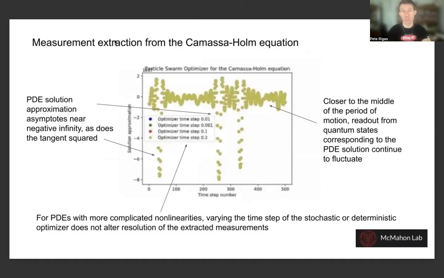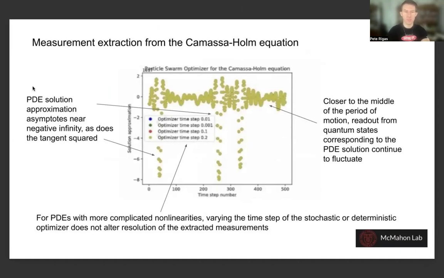A measurement extraction without noise was able to extract from the Camassa-Holm partial differential equation, which was relating to the fact that you can look at different types of optimizers which vary step sizes. And even though I did experiment and try different step sizes, it's mostly all the same in terms of the solution approximation that was generated without noise.